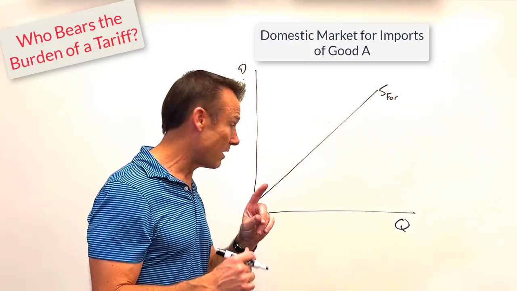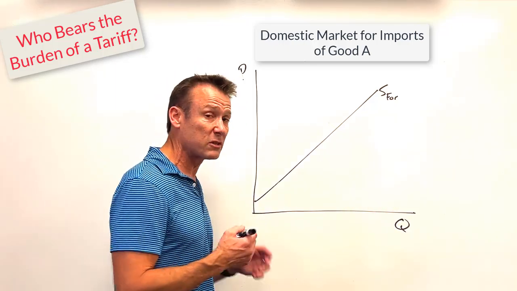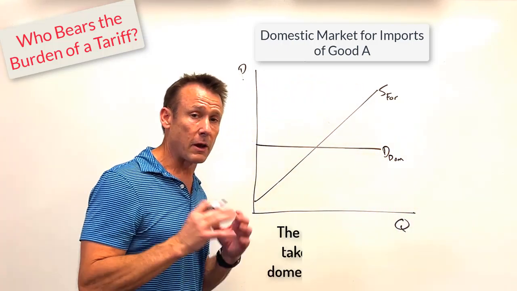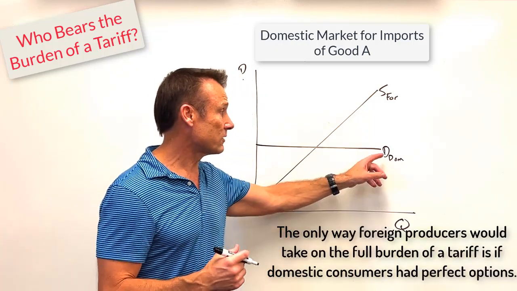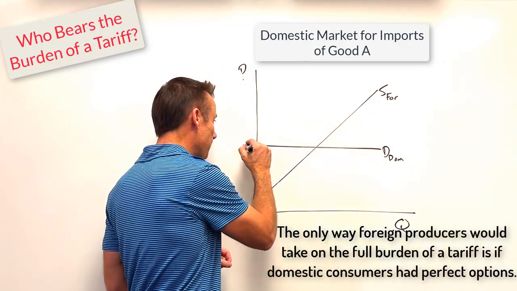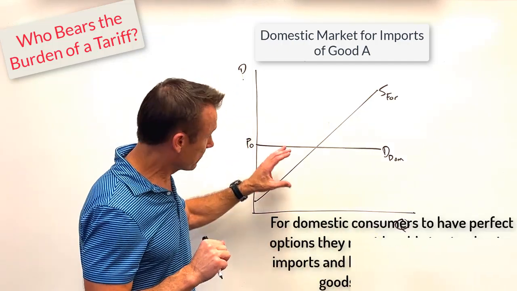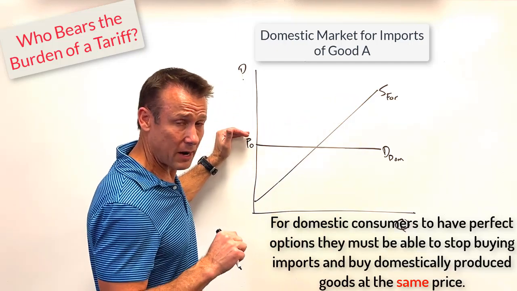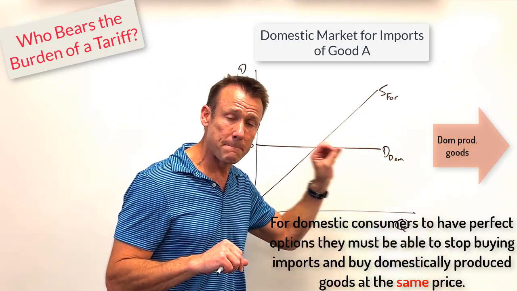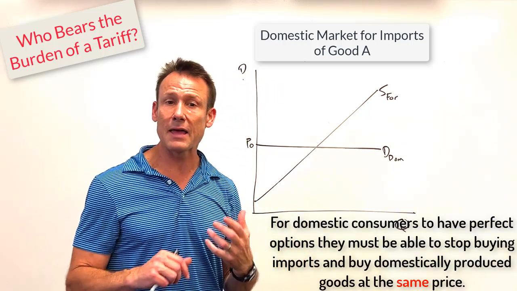But the other side of the argument says foreign producers are going to take on the full burden. And the only way that could be the case is if demand domestic is perfectly elastic. Now, what is this side of the argument saying? It's saying domestic consumers have perfect alternatives. Now, what would that mean? Well, I'm going to put price original. It would mean that if the foreign suppliers tried to raise the price at all, the domestic consumer could leave this market, go to that market over there and buy the good from the domestic producers, but here's the key, at the exact same price.